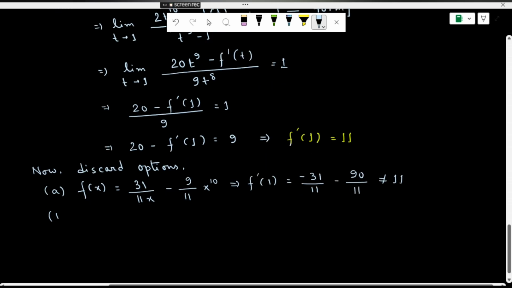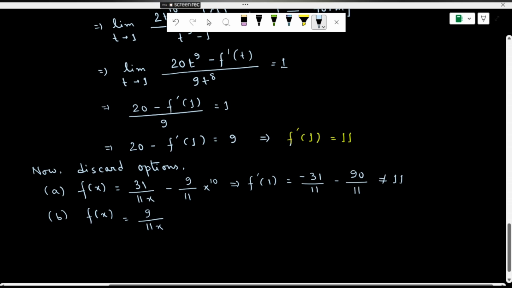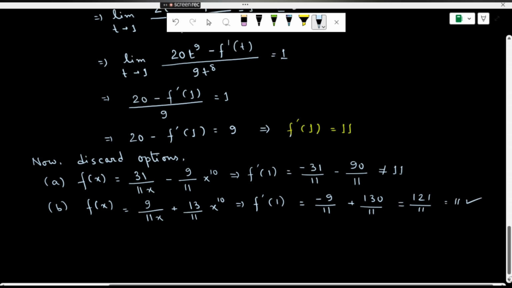So f dash 1 will be minus 31 by 11 minus 90 by 11, which is not equal to 11, obviously. For option B, f(x) is 9 by 11x plus 13 by 11 x to the power 10. So f dash 1 will be minus 9 by 11 plus 130 by 11, which is obviously 121 by 11, equal to 11. So it matches the information.